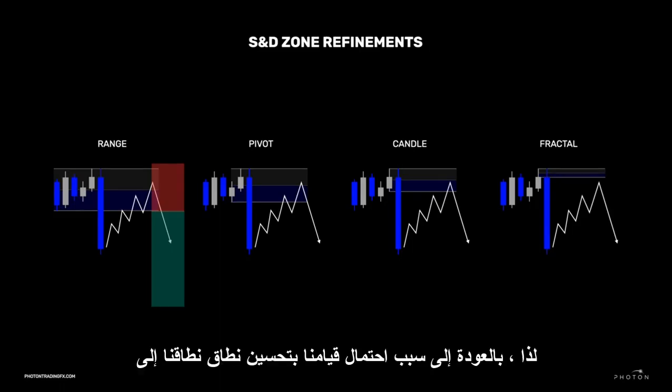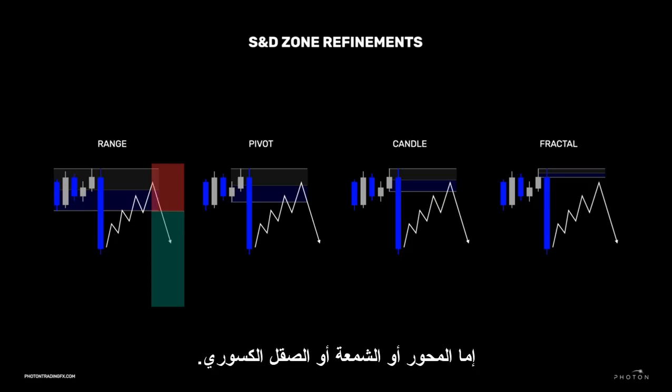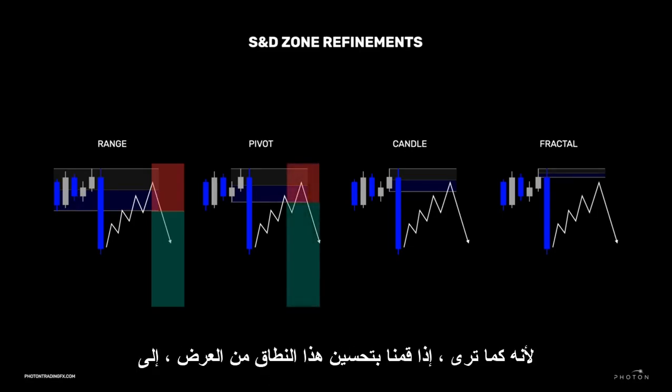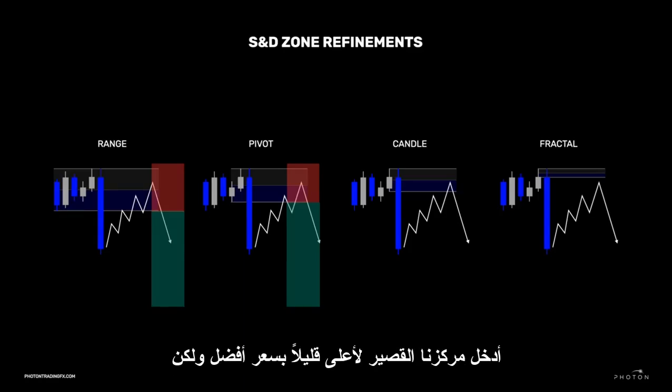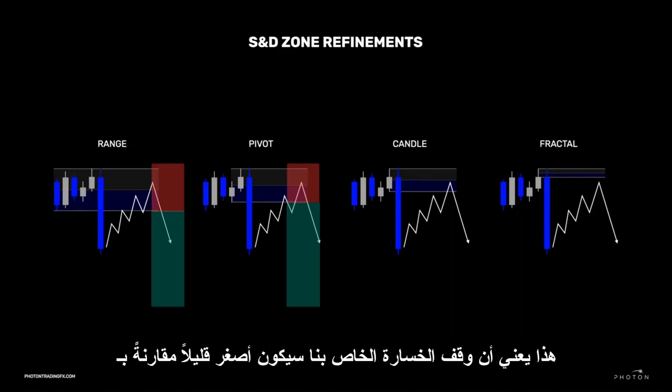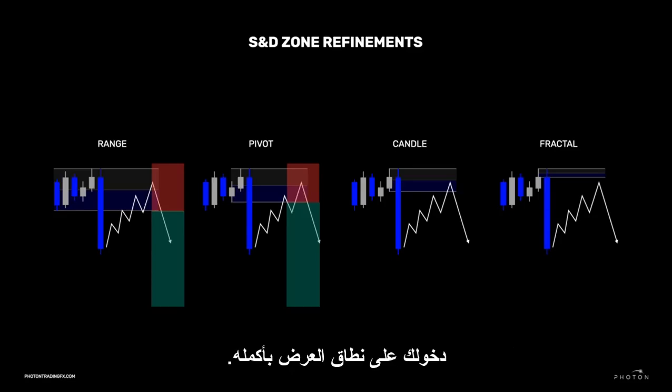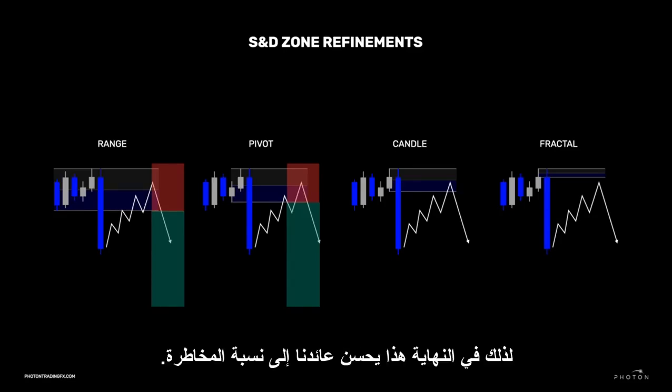So going back to why we could potentially refine our range zone to either the pivot, the candle, or the fractal refinement, the reason why, as you've probably already guessed, comes down to reward to risk. Because as you can see, if we refine that range supply to just the pivot supply of that range, then this means that we will be looking to enter our short position slightly higher up at a better price, but keeping our stop loss in the exact same position. So this means that our stop loss will be slightly smaller compared to entering on the entire range supply. So ultimately, this improves our reward to risk ratio.